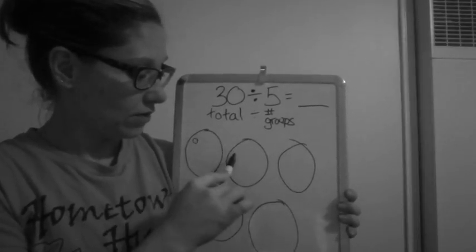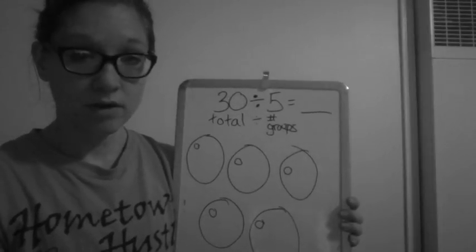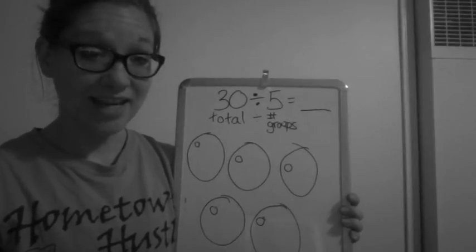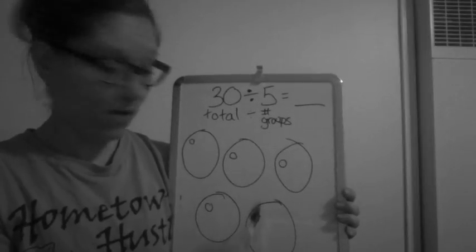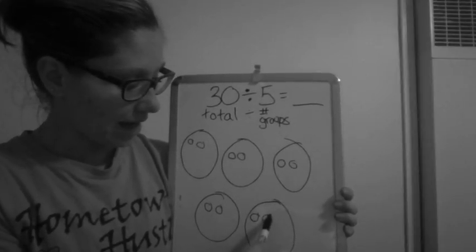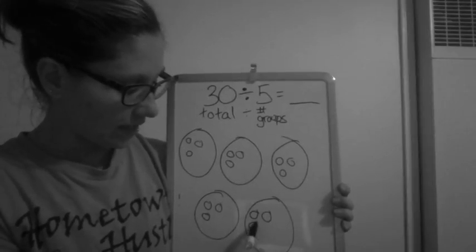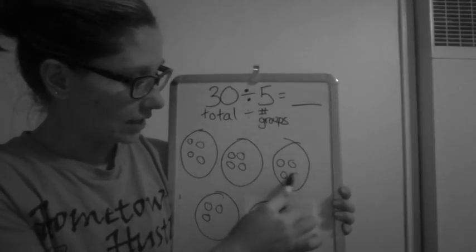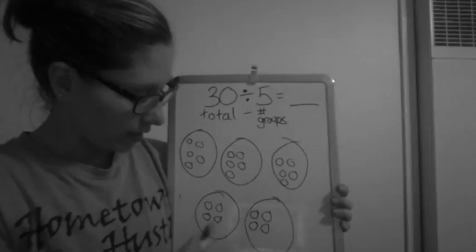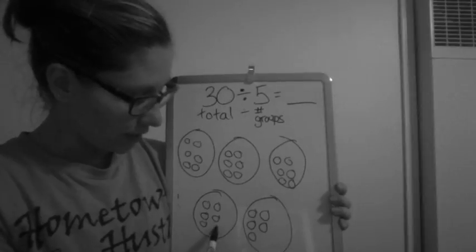So 1 for you, 1 for you, 1 for you, 1 for you, and 1 for you. So that means I've got 1, 2, 3, 4, 5 circles drawn in. We got to get to 30. We're at 5. Keep going. 6, 7, 8, 9, 10, up through 25, 26, 27, 28, 29, 30.